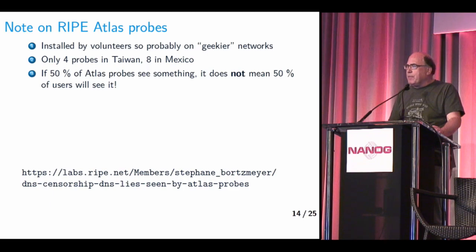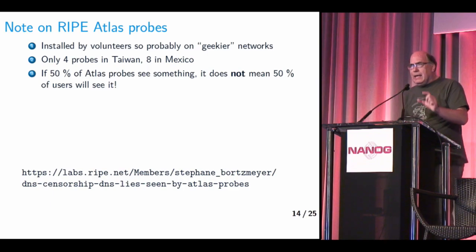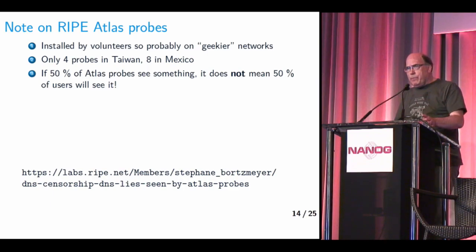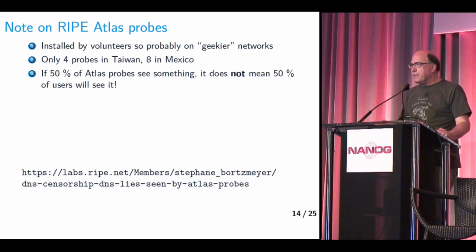So because of that, it's very important not to jump from the percentage of Atlas probes to a percentage of users. If I say that 50% of Atlas probes see the DNS censorship, it does not mean that 50% of the users will be blocked. It's complicated to go from the number of probes to the number of users.